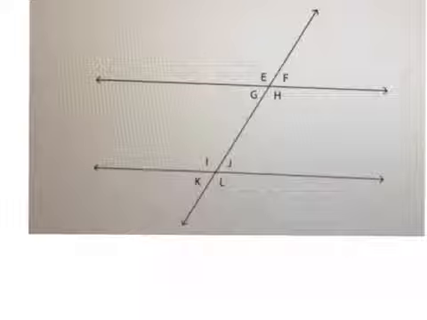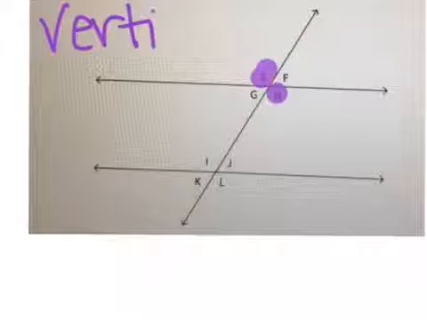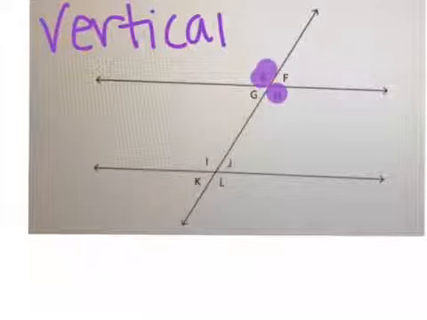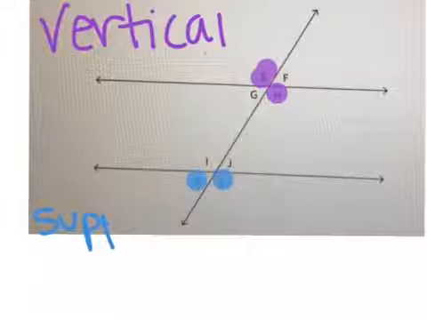Alright, so let's apply some of that vocab. If I said angle E, if I picked that one and I said which angle is vertical to it, which one would you choose? Vertical angles. Think about it. H. The purple ones are vertical. So then if I chose K and L, what would you tell me they are? I'm hoping you would say that they are supplementary.